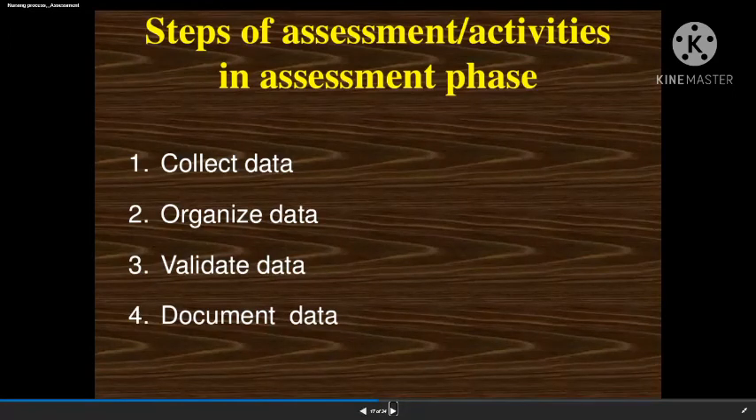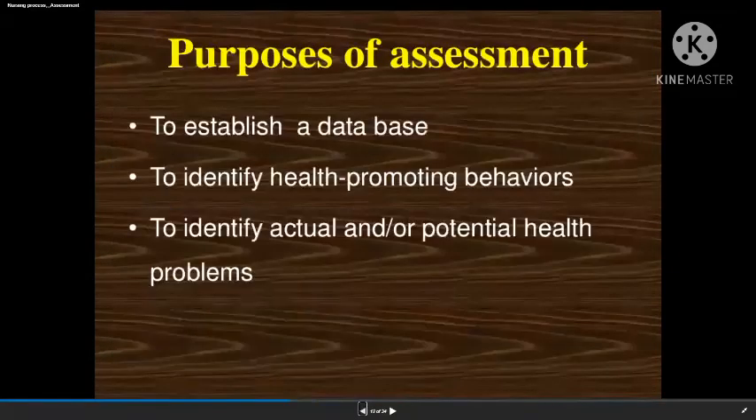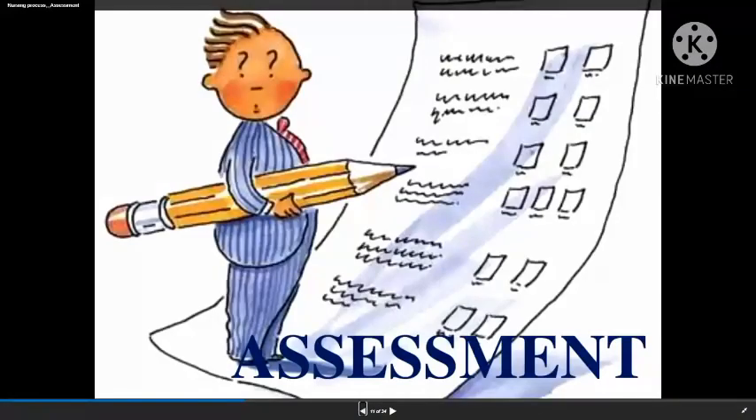So that's about the types of assessment. From tomorrow we will learn about the steps of assessment. So far we learned about the definition of nursing process, the benefits of nursing process, and the different components. There are 5 components: assessment, diagnosis, planning, intervention, and evaluation.